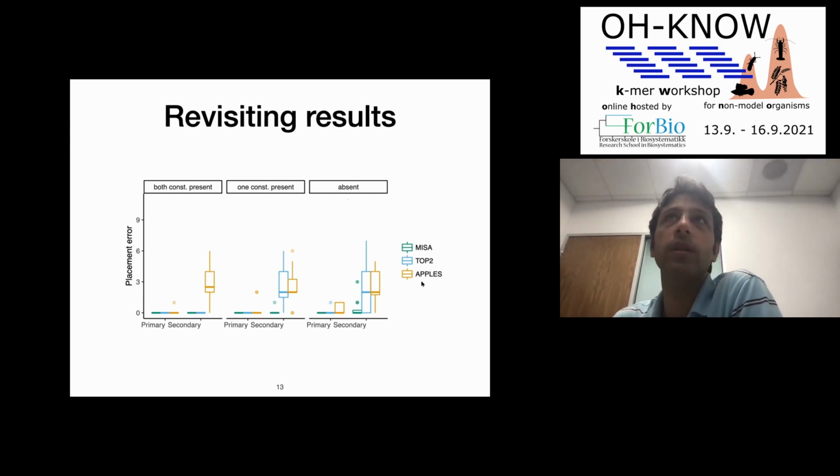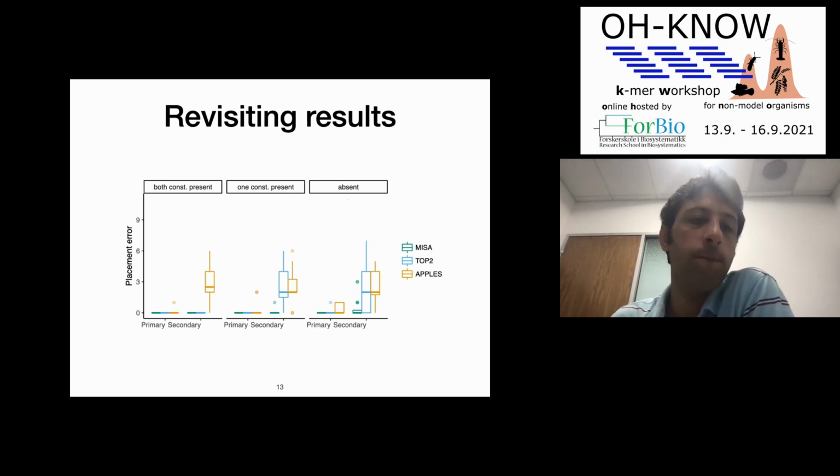So this is error, right? You want the error to be lower, and if you just look at these results, the answer is that MISA would be the best method to use. Keep the questions coming. Any other questions?